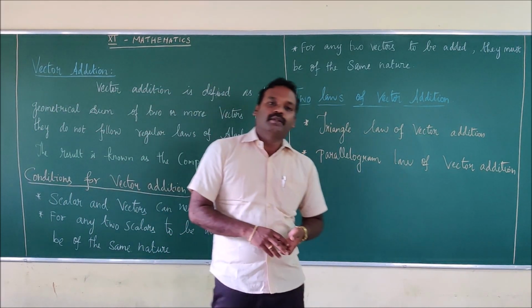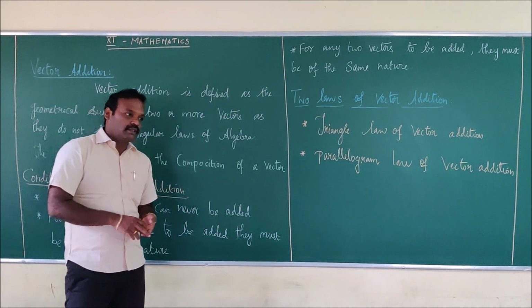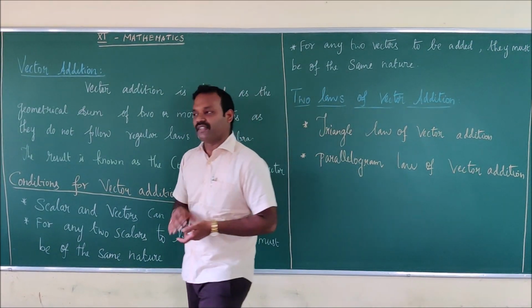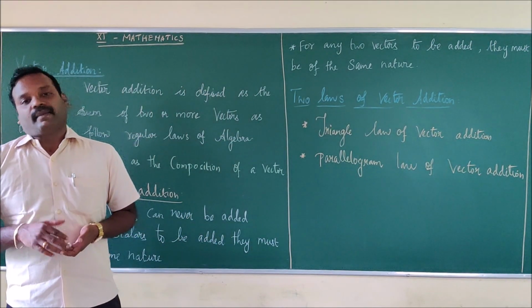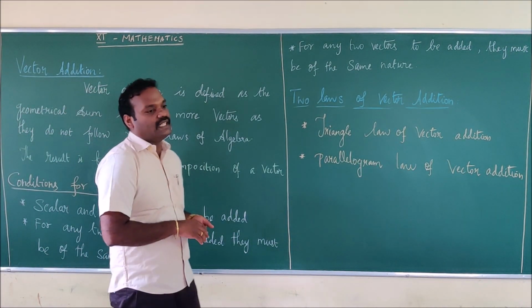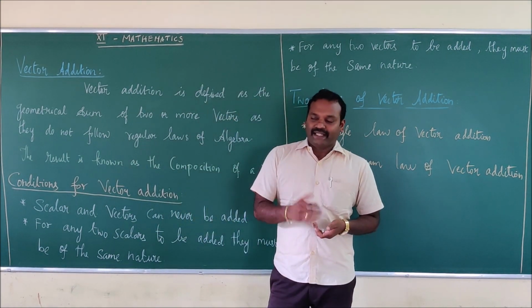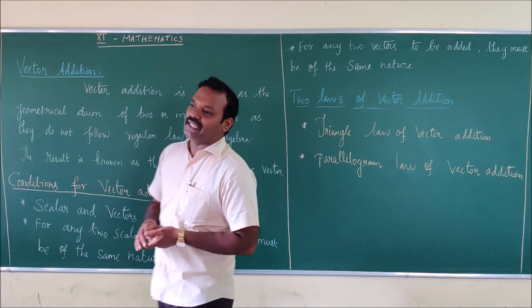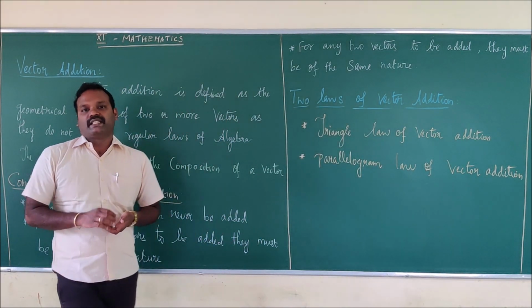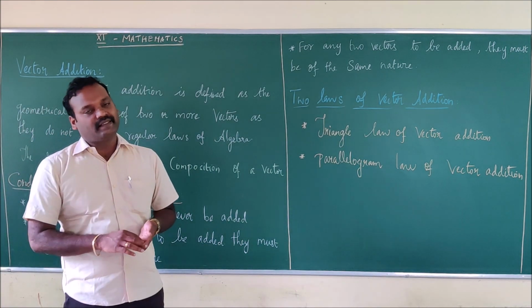In the last video we introduced the chapter Vector Algebra 1, and we discussed the basic concepts and definitions of scalars and vectors, the representation of a vector, the notation for a vector, and the types of vector. As an extension of that, we are going to see the operations on vectors. What operations can be performed on vectors, that is what we are going to discuss now.